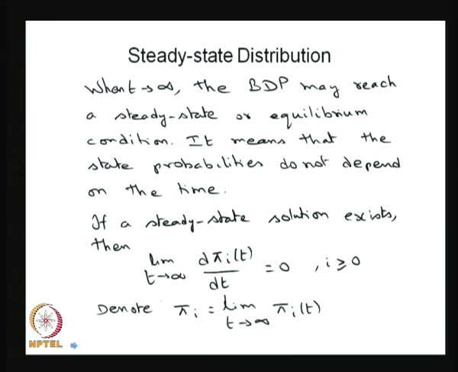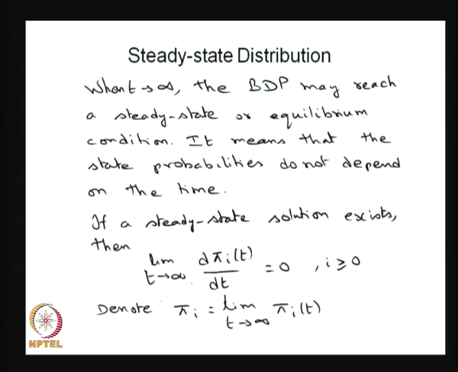Now I am discussing the steady state distribution, that is nothing but when t tends to infinity, the birth death process may reach steady state or equilibrium condition. That means the state probabilities do not depend on time. That is the meaning of a steady state distribution. As t tends to infinity, whenever we say the birth death process reaches a steady state or equilibrium, the state probability does not depend on time. That means if a steady state solution exists, since the state probabilities do not depend on time t, the derivative of the time dependent state probability at time t, that derivative as t tends to infinity, becomes 0 if the steady state solution exists.